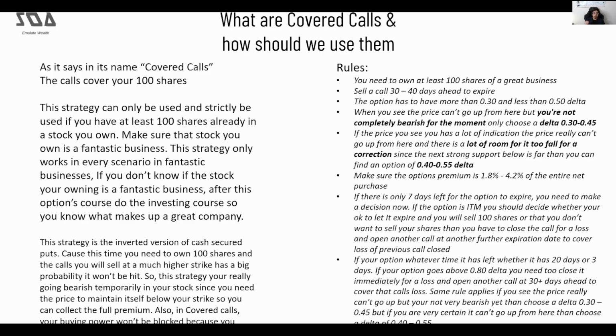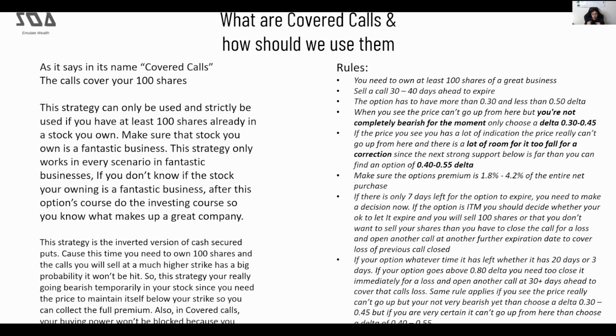So rule number five is that if the price has a lot of indication that it really can't go up from here, and there's a lot of room for it to fall for a correction since the next support below is far, then you can find an option between 40 to 55 delta. So let me reiterate that.